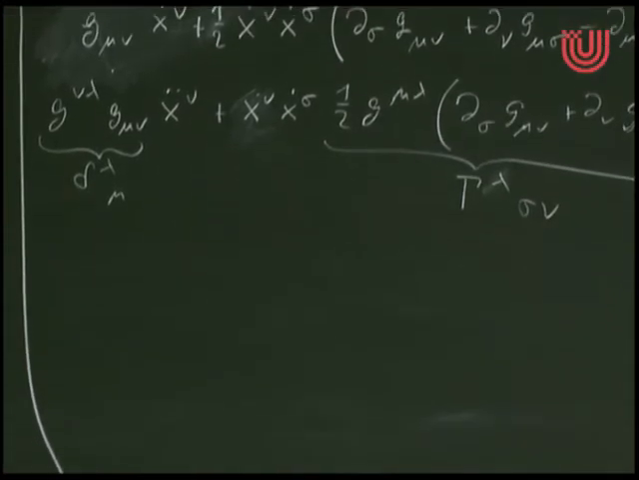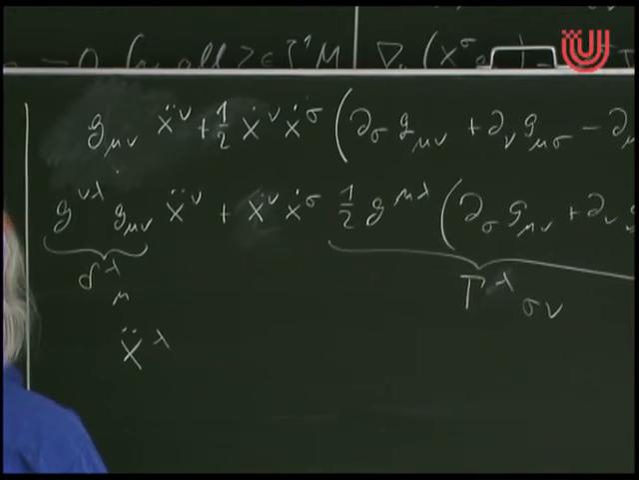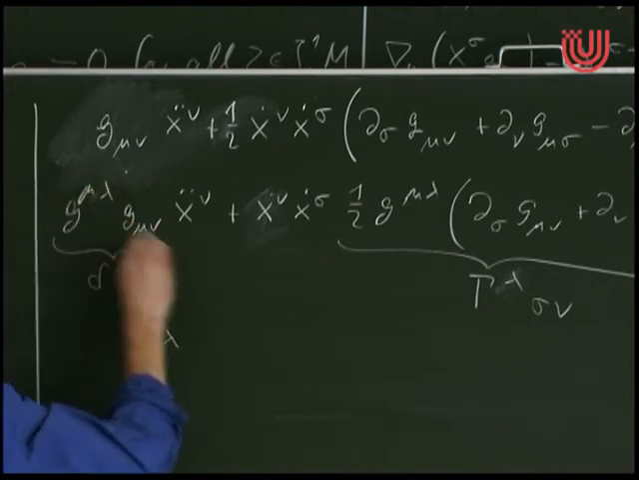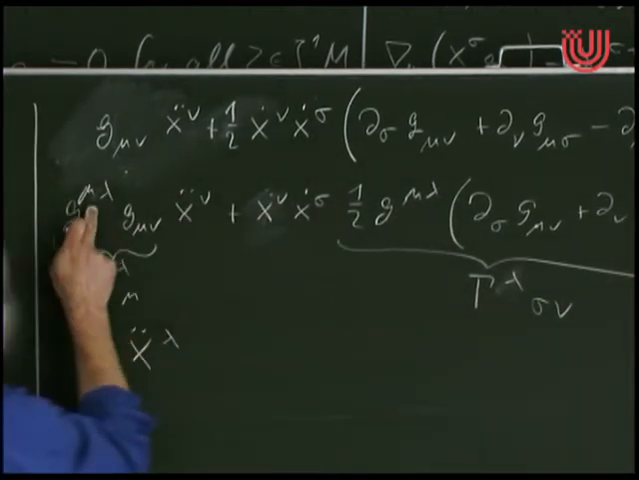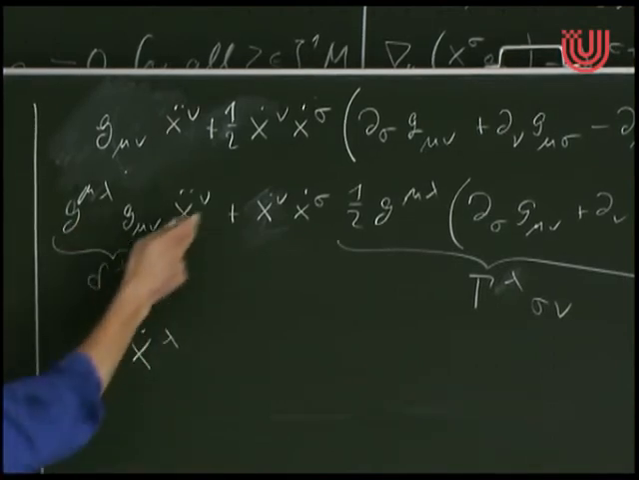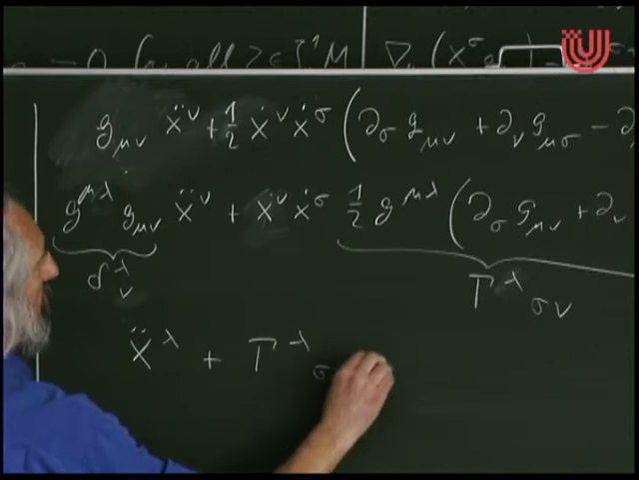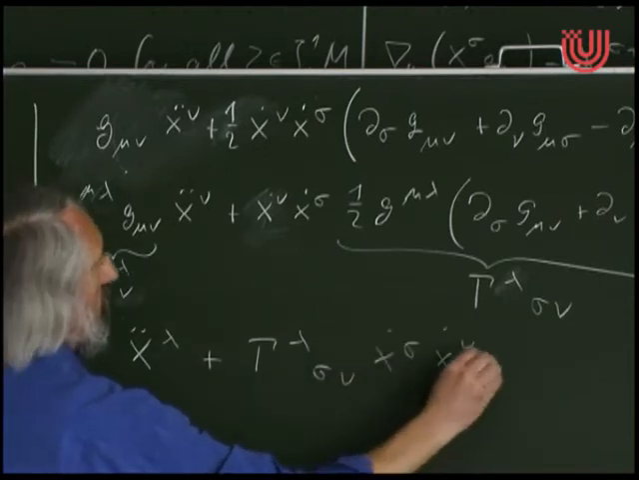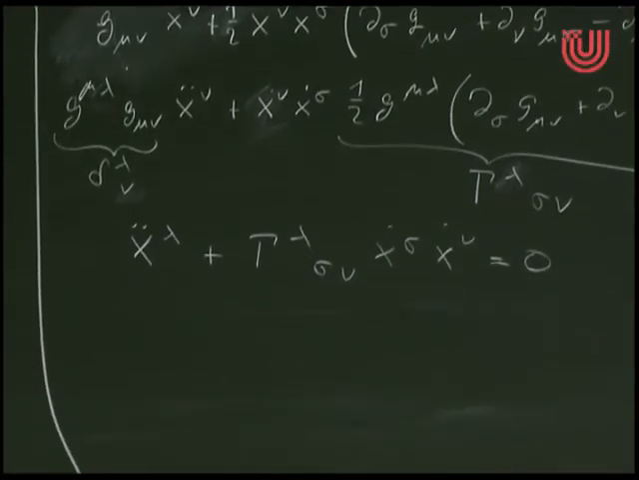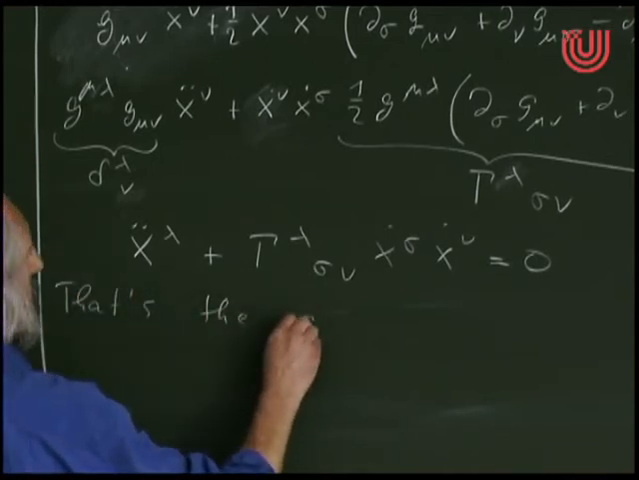So I've got the following expression, x lambda double dot. Oh, what is this? I have 3 nus here, that's bad. This should be a mu, sorry. So I multiplied with g mu lambda, yeah? Mu lambda, and then this is a nu, and now everything is fine. So the nu becomes a lambda. And here I have gamma lambda sigma nu and x sigma dot x nu dot is 0. And that's excellent, because that's our geodesic equation. And how do we see this? That's the geodesic equation.